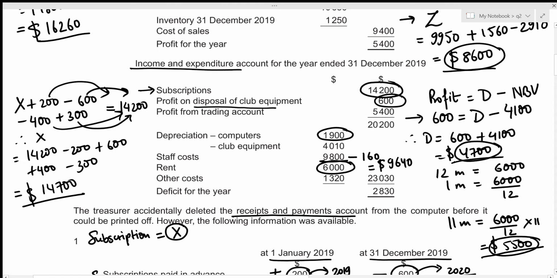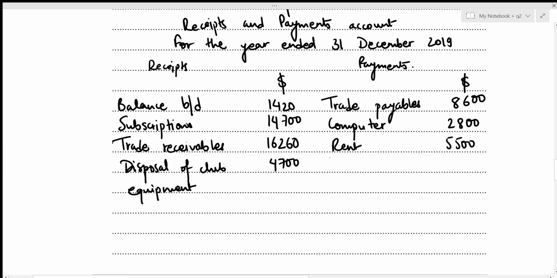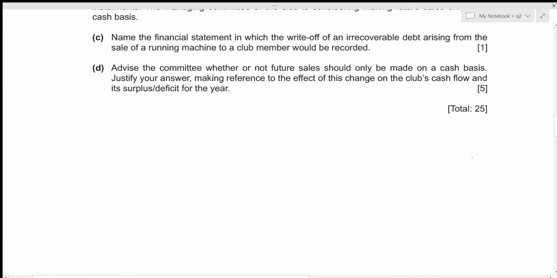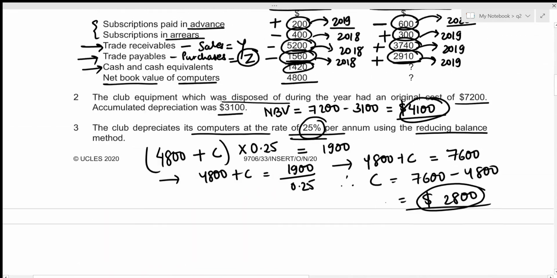And since we're talking about staff cost, this is definitely a payment to be included on the credit side. Let's do that. We can write it under the heading of staff costs. And this had the value of 9,640. Okay, let's have a look above. Then we have our last information. All sales and purchases of running machines were made on a credit basis. Okay, this does not concern us.